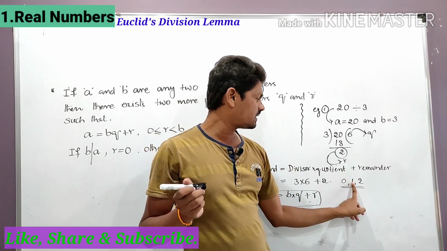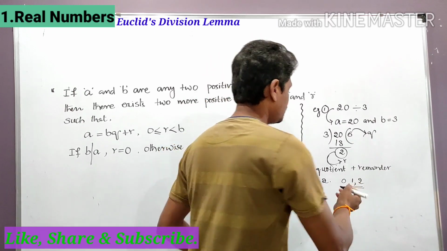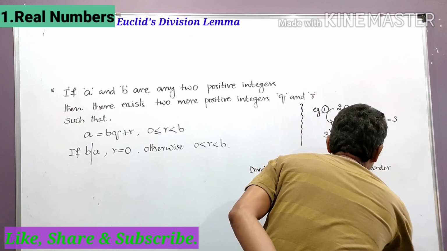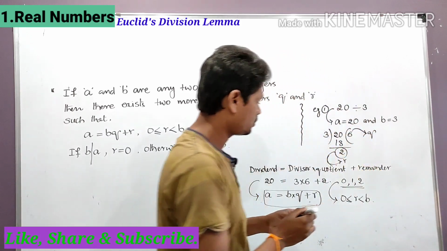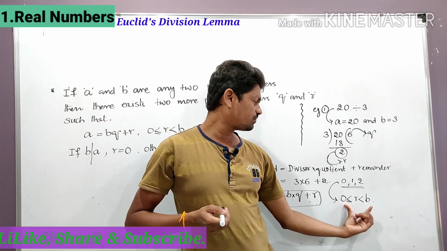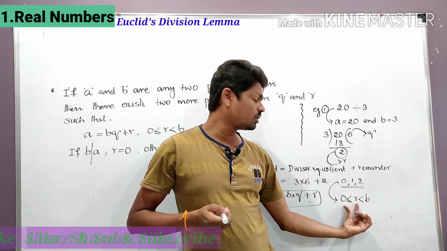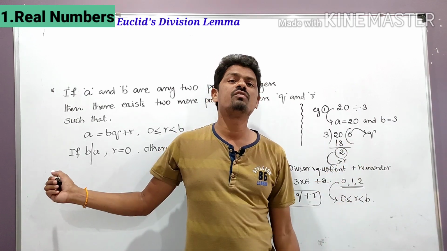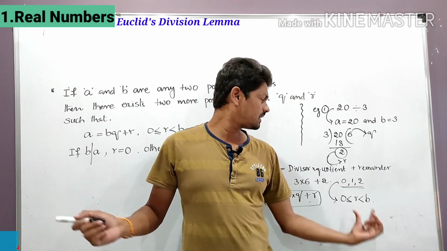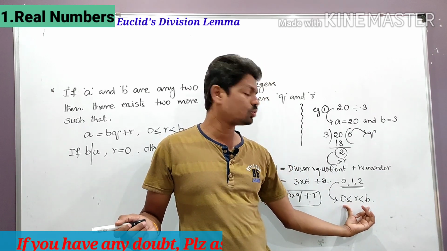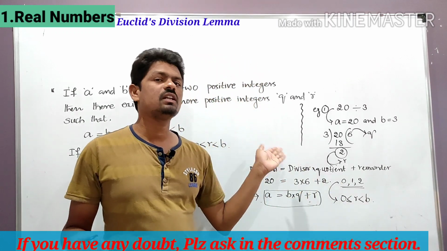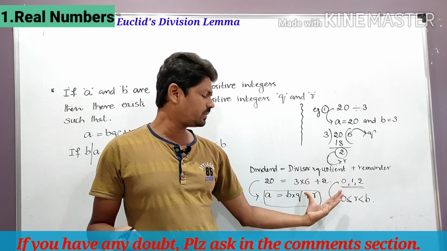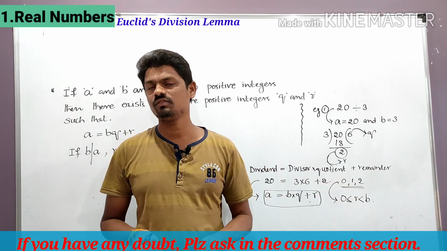Otherwise the remainders are 1 and 2. So here we can write 0 is less than or equal to r is less than b. This is the condition, student, for the remainder. When the remainder is 0, b exactly divides a. Euclid's division lemma is based on the division rule, student.